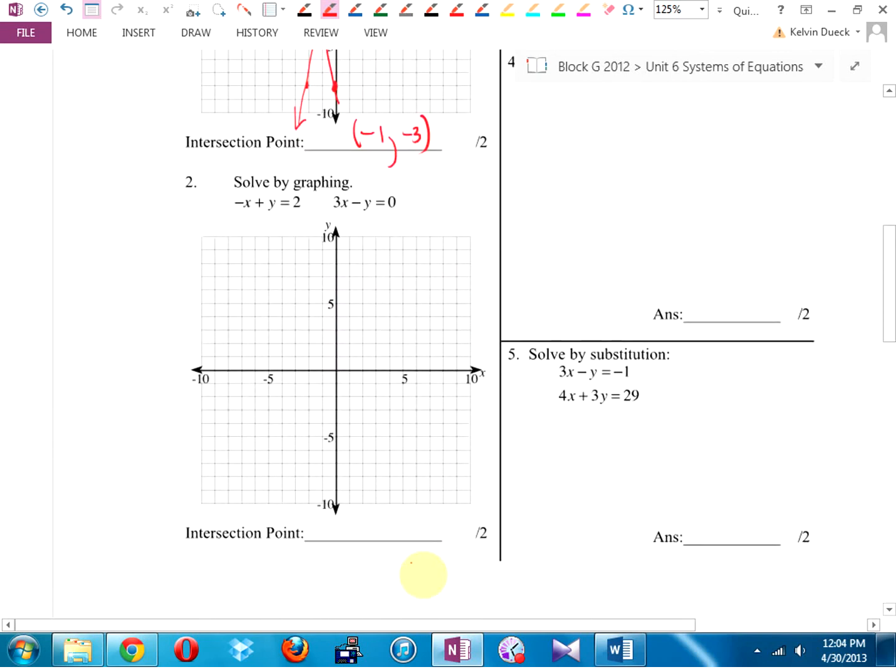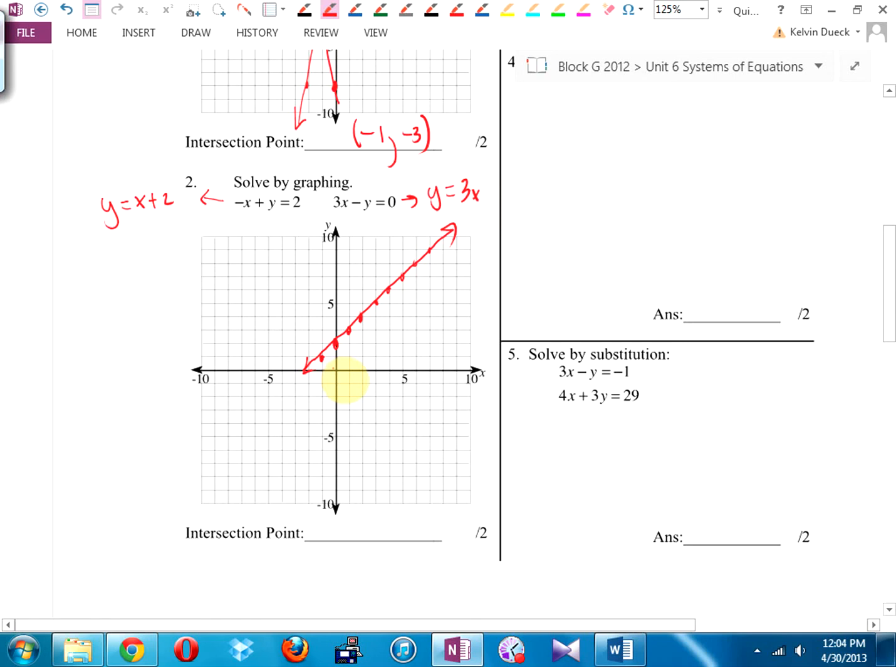Number 2. This one here, if I get the y by itself, is y equals x plus 2. So it's got a y-intercept of 2, and it's going up 1 over 1, up 1 over 1. I'll graph that much. I may need to lengthen the line. It all depends on where they cross. This second one, I could just plus the y over. This is actually y equals 3x.